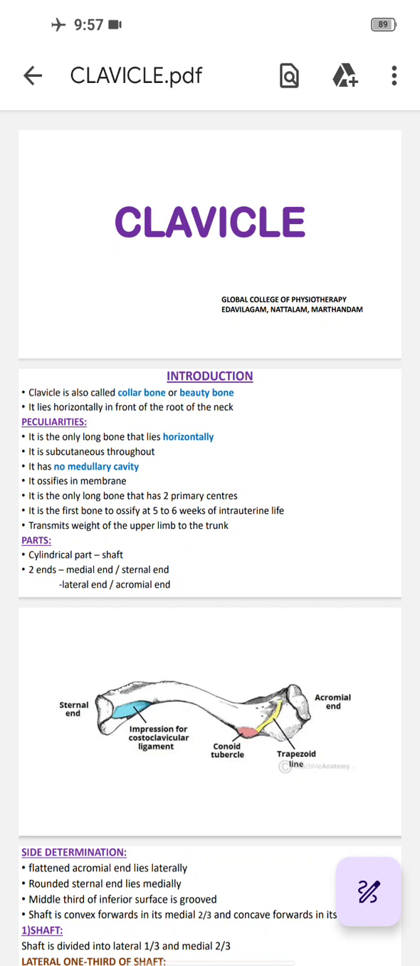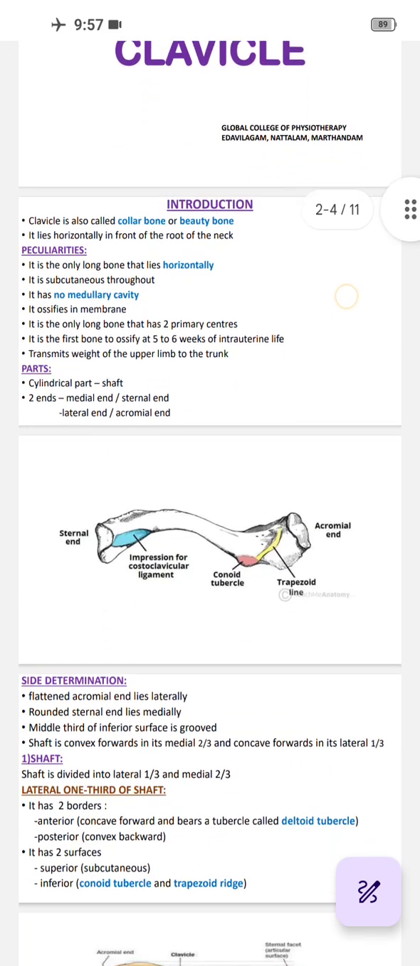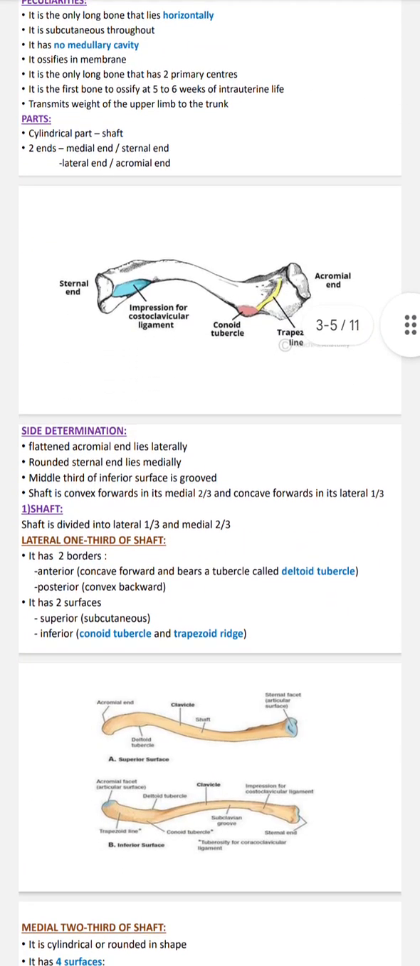It has a cylindrical part known as shaft, and it has two ends. One end is medial end and another end is lateral end. So the medial end is also known as sternal end, and the lateral end is also known as acromial end.